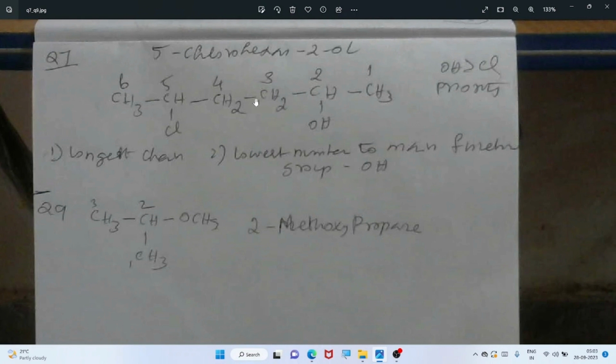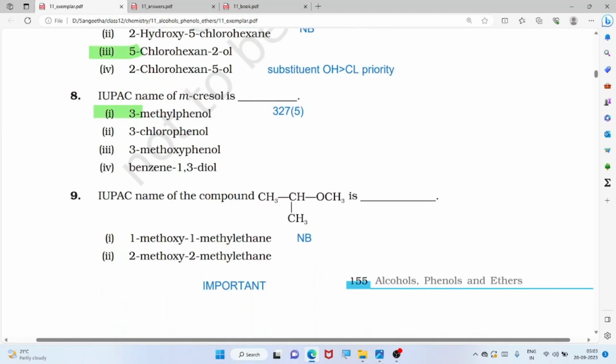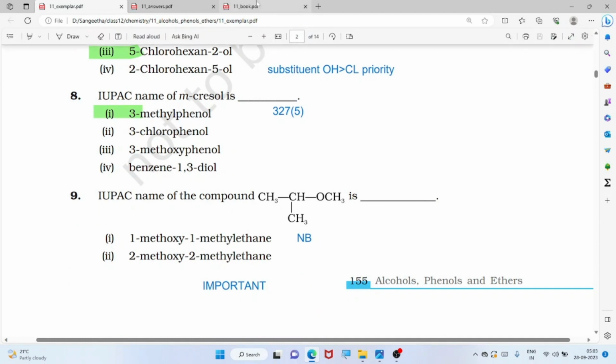Methane, ethane, propane, butane, pentane, hexane. The IUPAC name of m-cresol is 3-methylphenol.